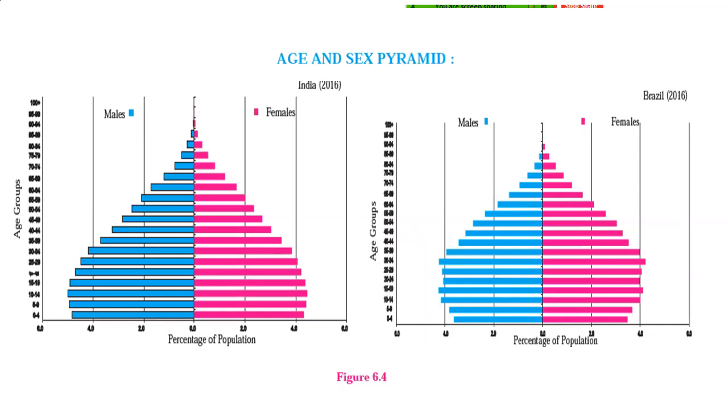In this pyramid, we can clearly see that the number of young people is more in both the countries. But on carefully observing this population pyramid, you will notice that in India, the proportion of people in the age group above 80 years is less, while the proportion of children is more. While in Brazil, the proportion of children is less, while the proportion of people in the age group above 80 years is more.